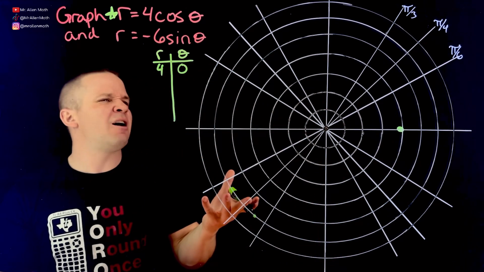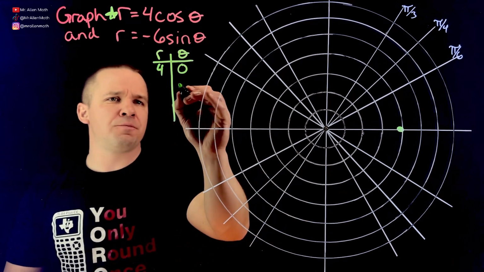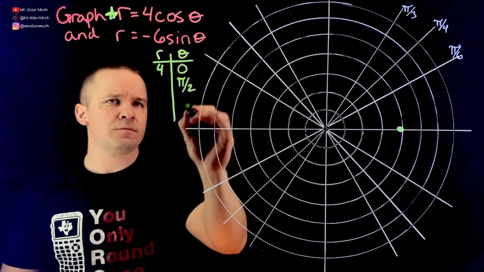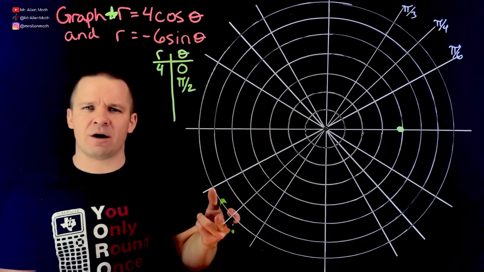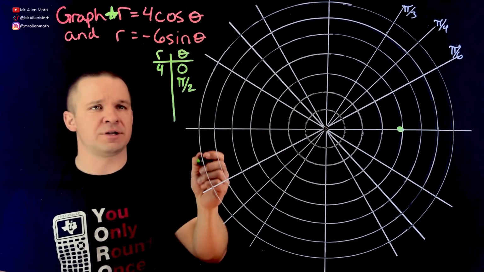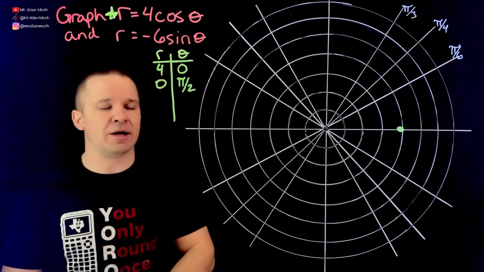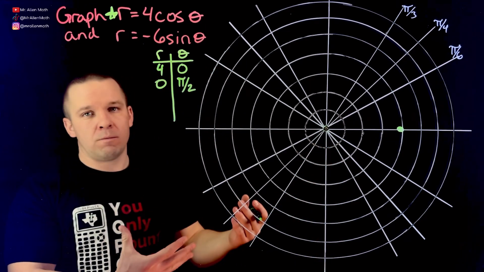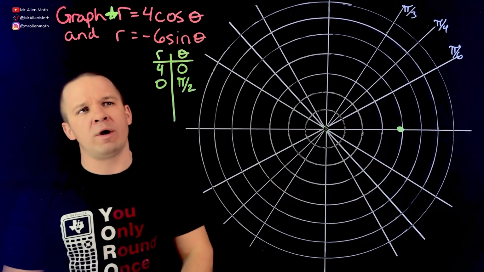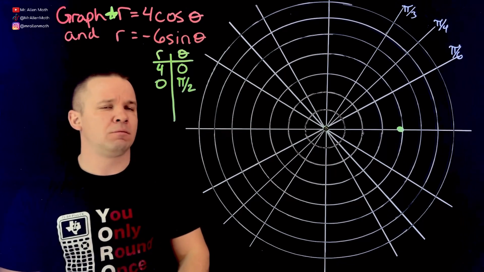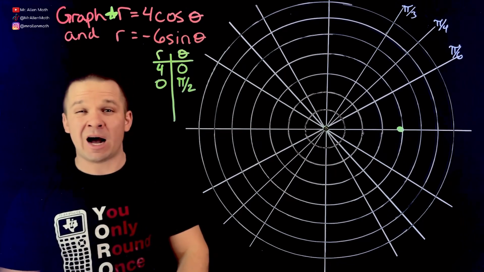How about pi over 2, okay? So let's do pi over 2 now for my theta. And when I do that, cosine of pi over 2 is just 0, and 4 times 0 is just 0. So at pi over 2, I'd be at the pole right there, right? The origin, or the pole when we're talking about polar. Okay, well, what else could I do? How about pi? Let's try pi.